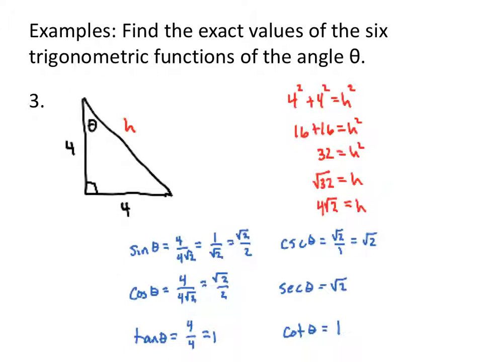Here we're given an isosceles triangle, an isosceles right triangle. Theta, the side adjacent and the side opposite are both 4. So 4 squared plus 4 squared equals h squared. 16 and 16 makes 32. And the largest perfect square that goes into 32 is 16. So I could rewrite the square root of 32 as the square root of 16 times 2. I know the square root of 16 is 4, and so do you. The square root of 2, don't know. So the square root of 32 can be simplified to be 4 square root of 2.